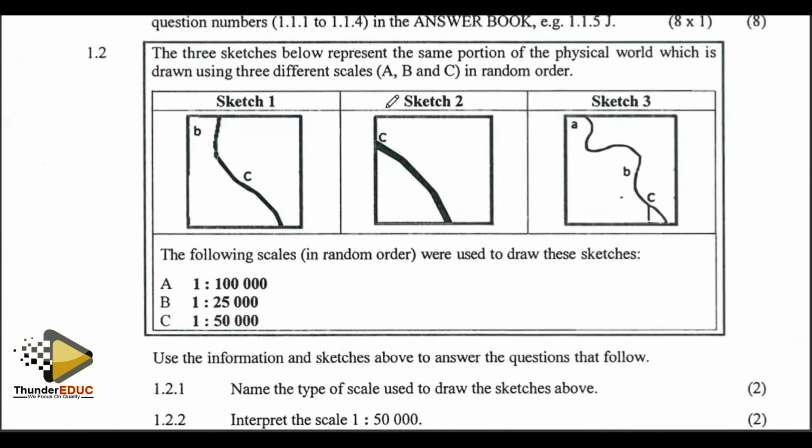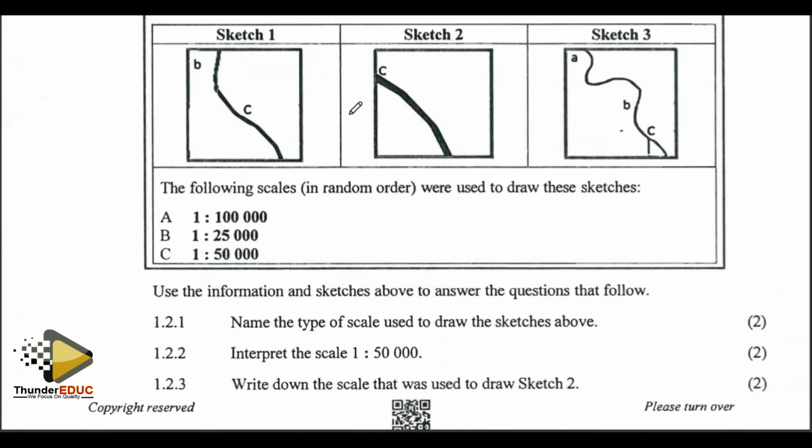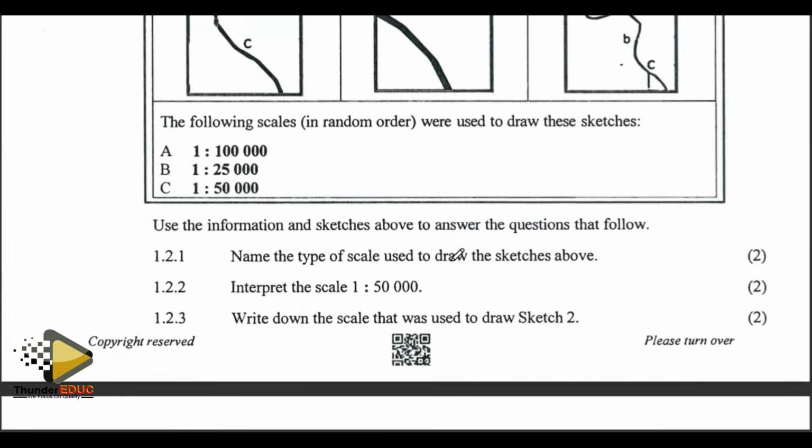1.2. The 3 sketches below represent the same portion of the physical world, which is drawn using 3 different scales, A, B, and C in random order. Okay, the scales are given there, the diagrams as you see them. We have sketch 1, sketch 2, sketch 3. All right, we have 1 is to 100,000, 1 is to 25,000, and 1 is to 50,000. Name the type of scale used to draw the sketches.